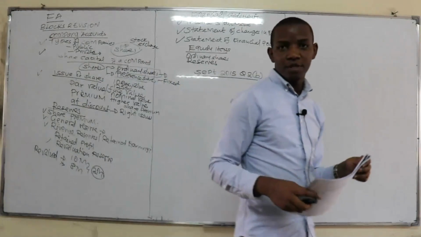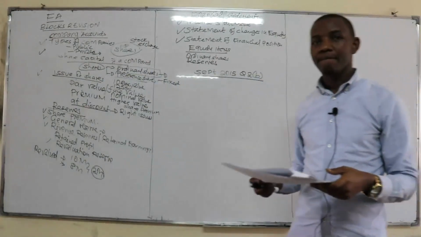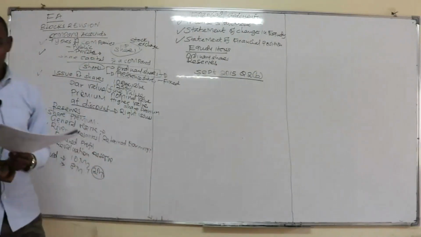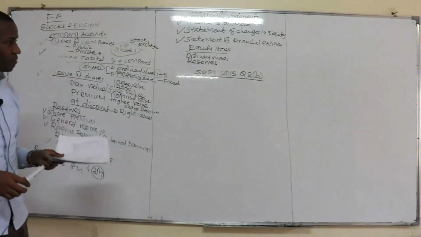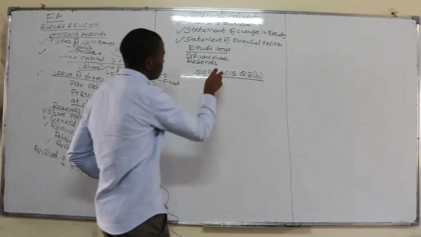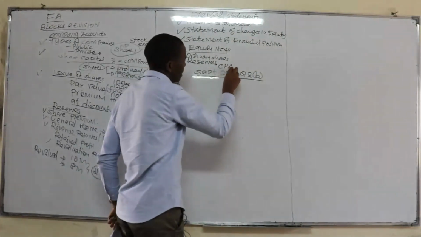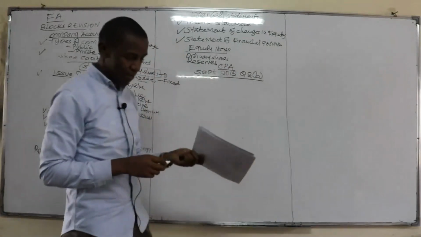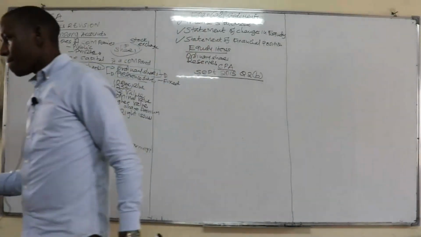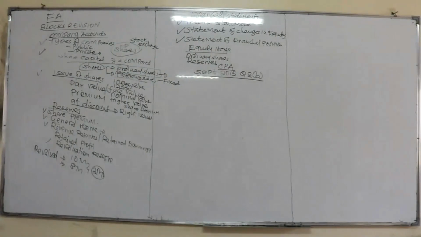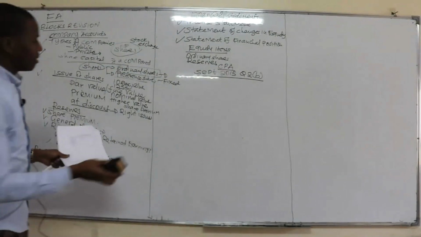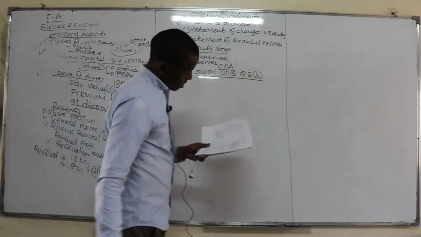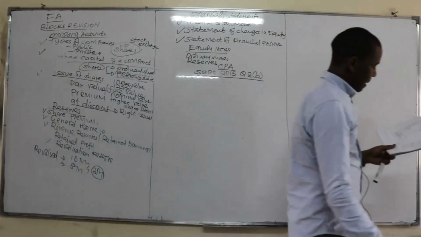September 2015. Now I'm hoping we are there. September 2015. I'm using the one for the CPA paper of September 2015. Now, this is what we've been given there.